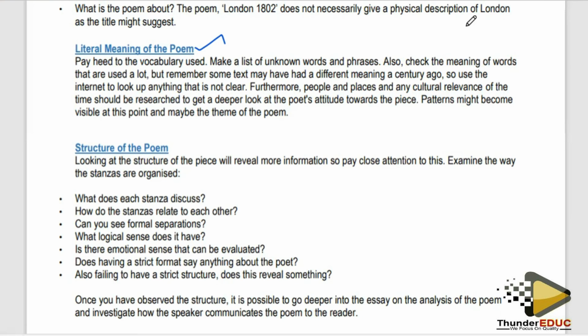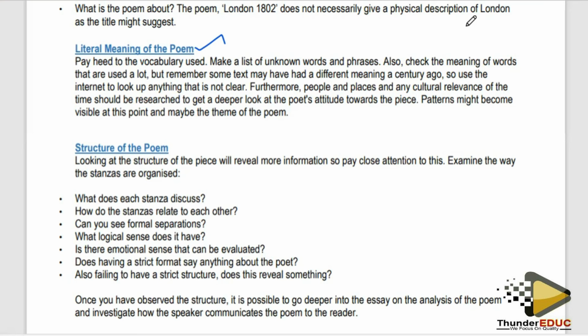So we must be able to pay heed to the vocabulary used. Make a list of unknown words and phrases. You are allowed because we're studying the poem. Check the meaning of words that are used a lot. But remember, some texts may have had a different meaning a century ago. So use the internet to look up anything that is not clear.